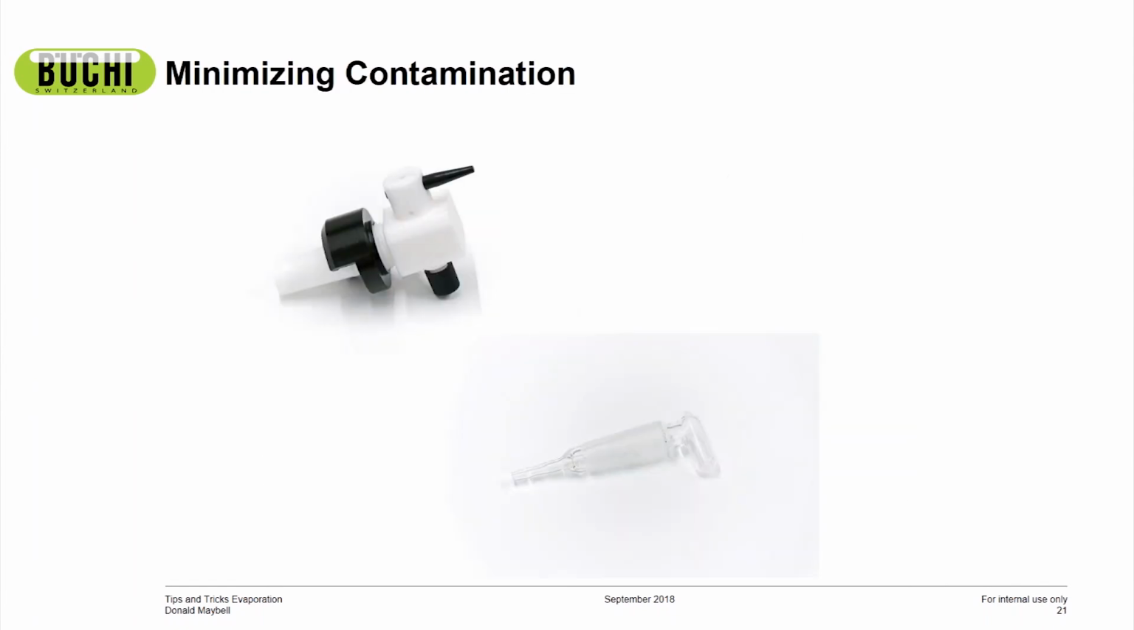And then one of the last things I want to touch on is minimizing contamination. So there's the picture of a normal glass stopcock that I mentioned before. But in order to actually use that, you have to put grease on it. And there's actually a function called backfeeding. There's a backfeeding method that allows you to introduce sample into the flask while your evaporation process is still running.